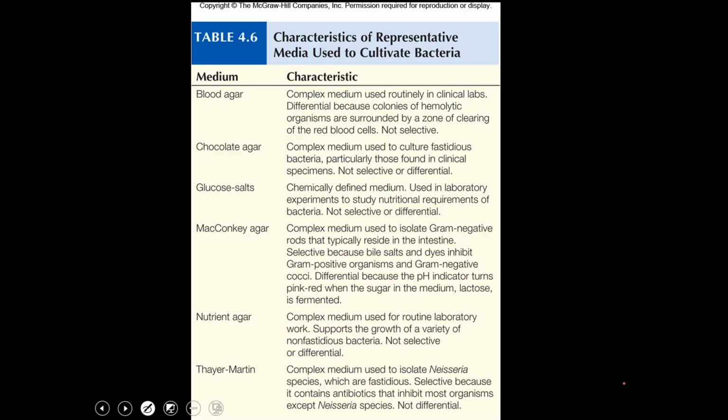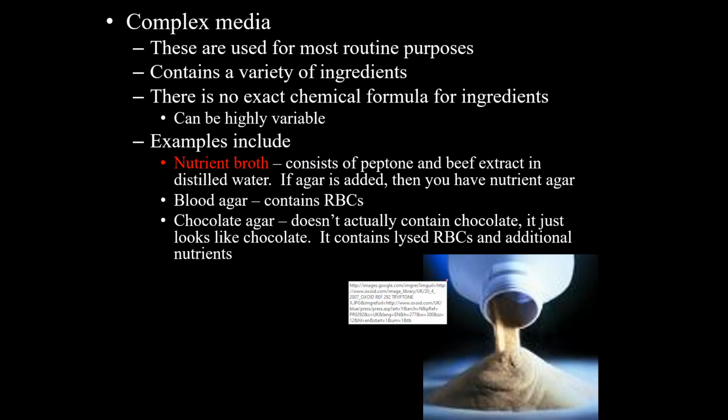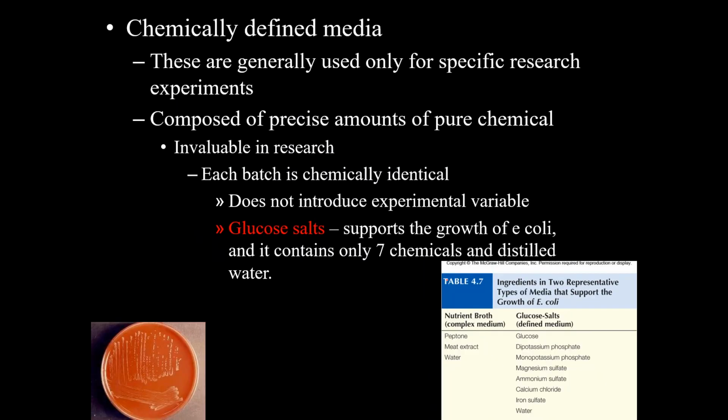Next, chemically defined. This is a good study table for all the things that we're about to talk about. It gives you examples. We are going to use blood agar, McConkey and nutrient agar. We don't use the other ones in our lab though. I already said complex media, so we were good there.